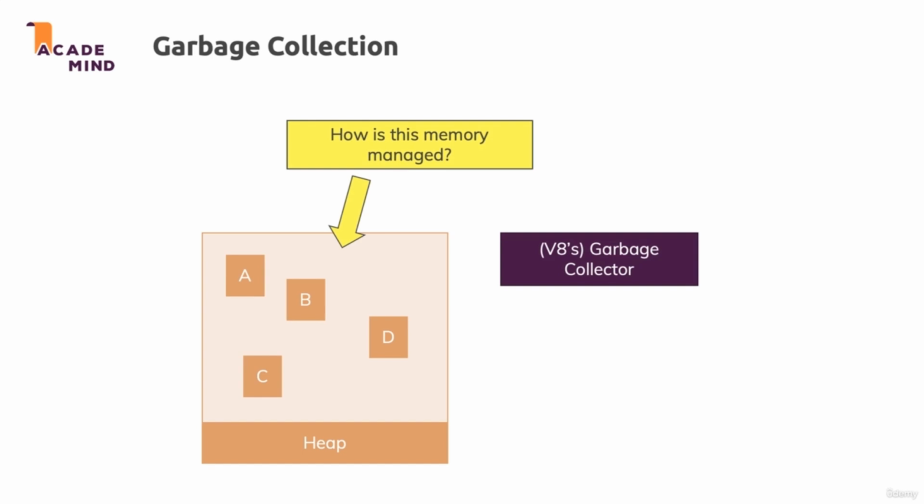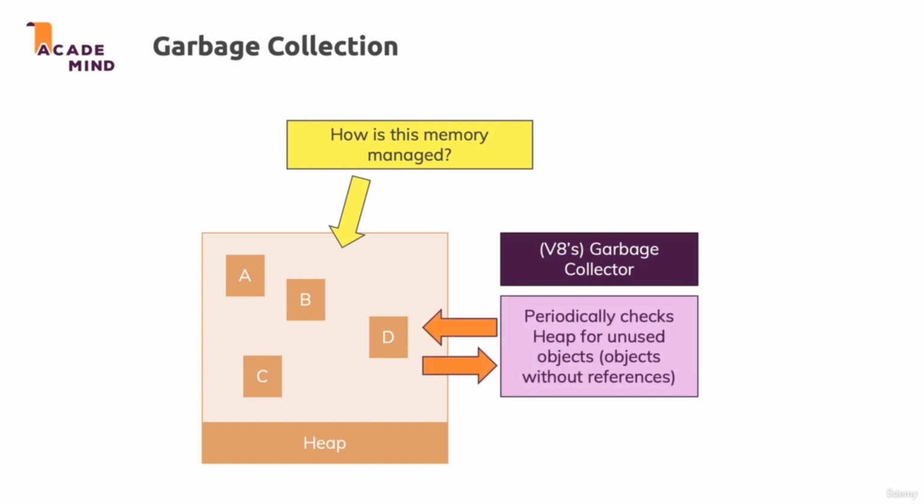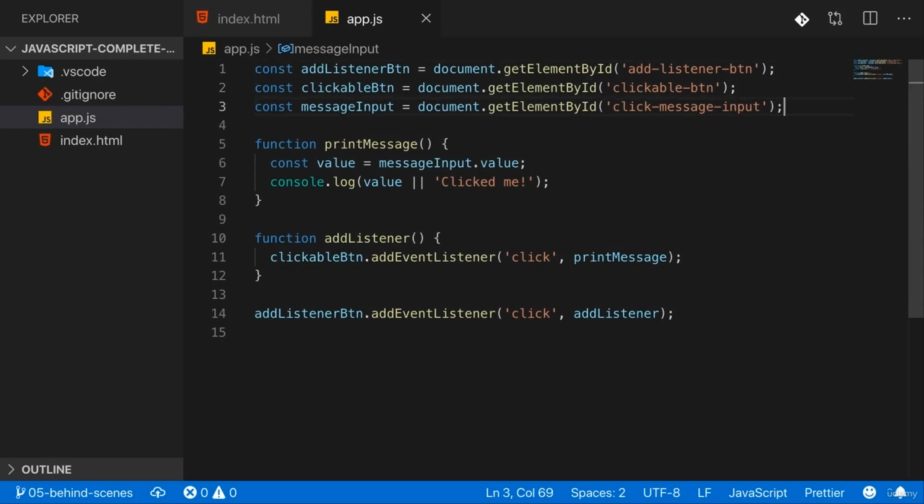So what does this garbage collector do? In the end, it periodically checks the heap memory for unused objects. And unused objects are objects without references. Now remember, references are these things, the addresses in the end, which are stored in variables. And therefore the garbage collector will go ahead and clear all unused objects from the heap memory, all the objects where it sees that you certainly won't work with them anymore in your code. Now that's great. Let me show you an example.